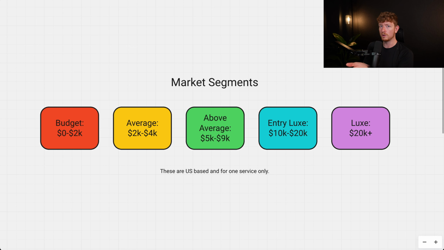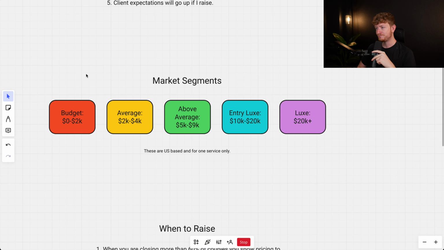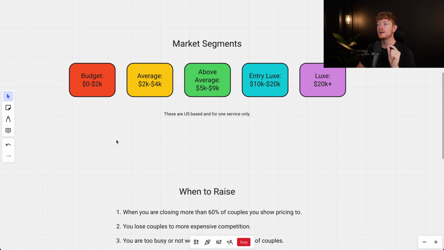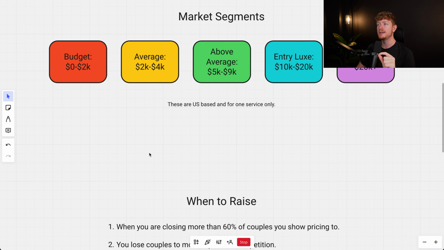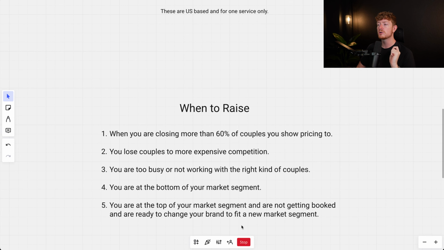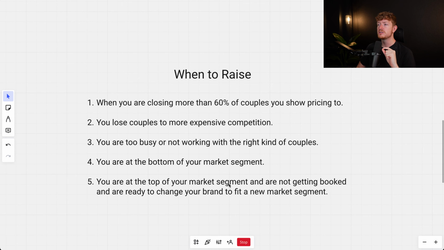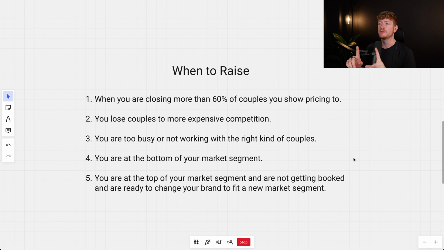Now, why are we talking about this? Well, it's important to understand when and how to raise depending on the market segments. So let's talk about when to raise. One of the first things you need to look at is when you're closing more than 60% of couples that you show pricing to. Whether that is showing pricing after the inquiry but before your sales call, or showing pricing on your sales call, if you're closing more than 60% of those couples, you need to raise prices.